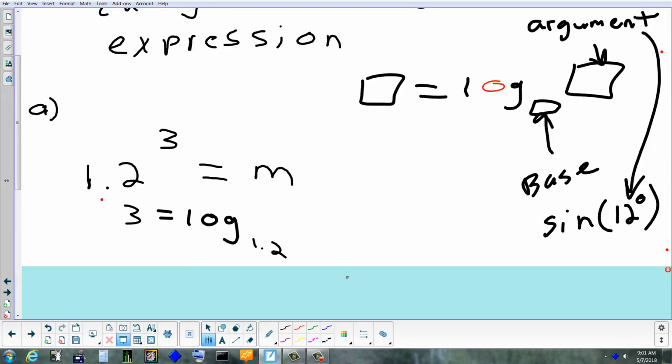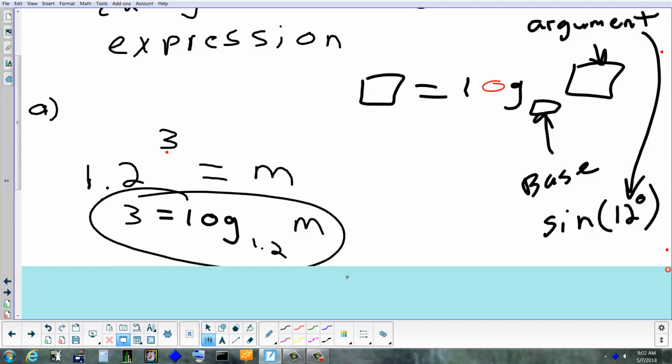Now we've used the 1.2, we've used the 3. The only thing we haven't used is the m. And that's going to be the argument to my log function. And that's it. So again, at this point, we're not solving anything. We're just rearranging from exponential to log form. What we're doing right now is going to be the first step when you have to solve a problem.